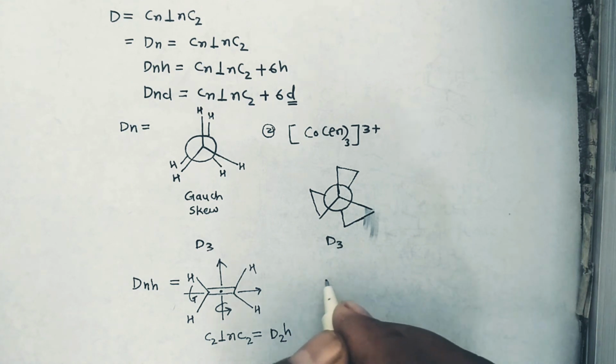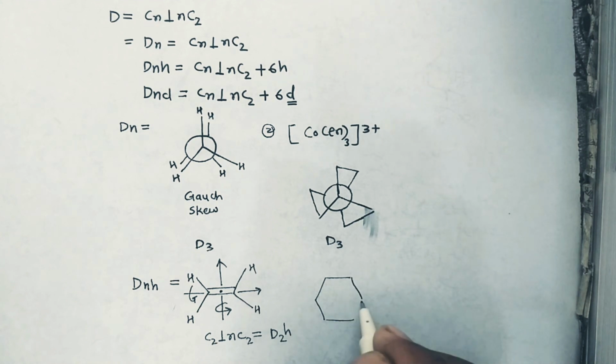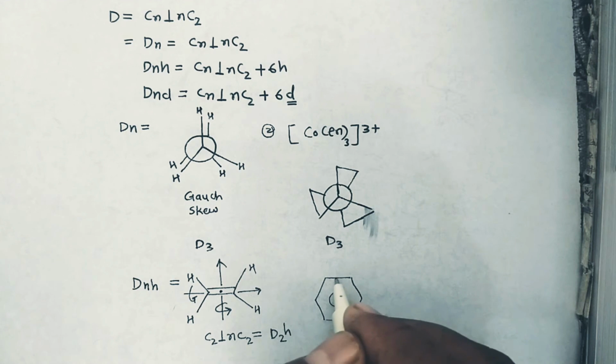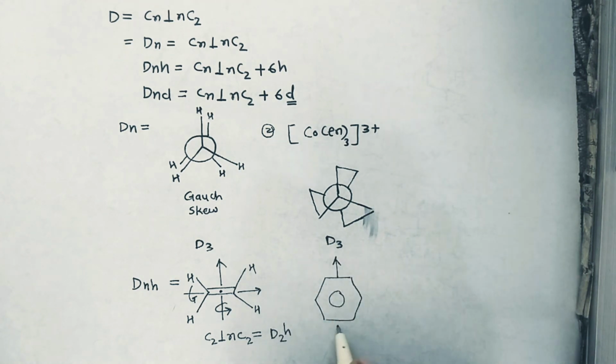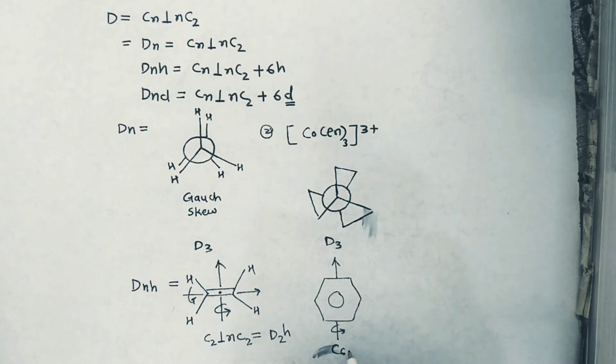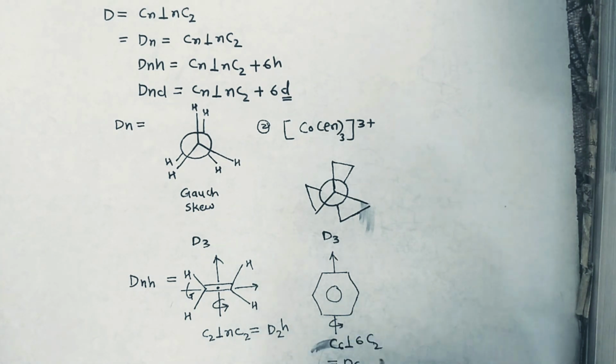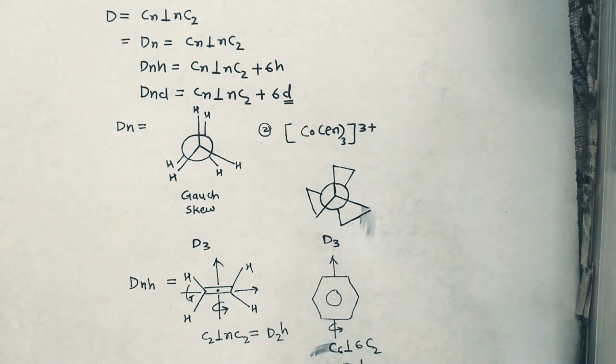The well-known example is benzene. It has a C6 axis, with six perpendicular C2 axes. Therefore, the point group is D6, and it also contains one horizontal plane. Therefore, the point group is D6h.